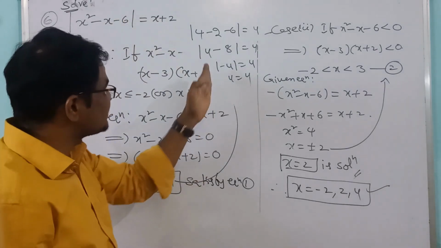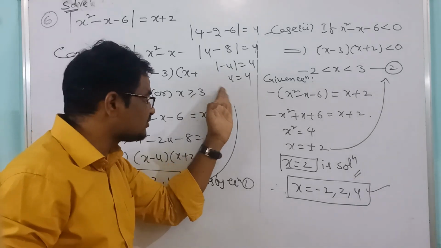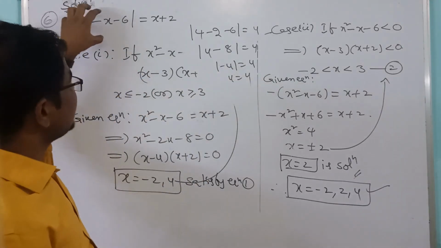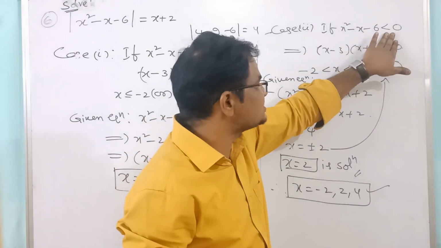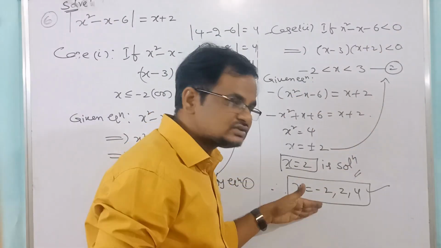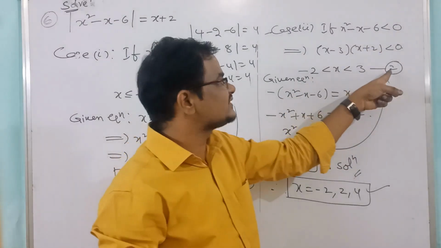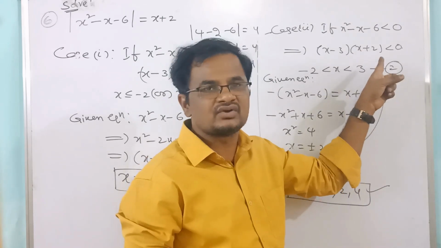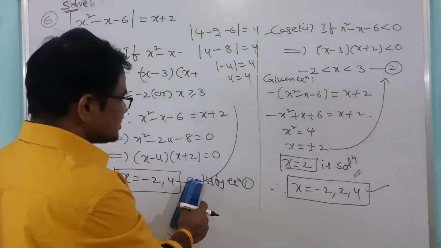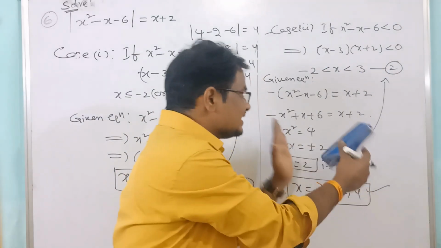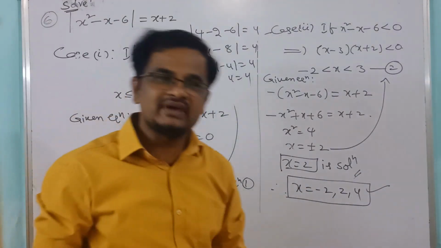We have to identify whether this solution satisfies this equation number 1 or not. And the second case is whenever it is less than 0. So we will get some more solutions. We have to check whether this solution satisfies the given equation number 2 or not. After that, here the solutions union. This solution is the complete solution of the given equation.